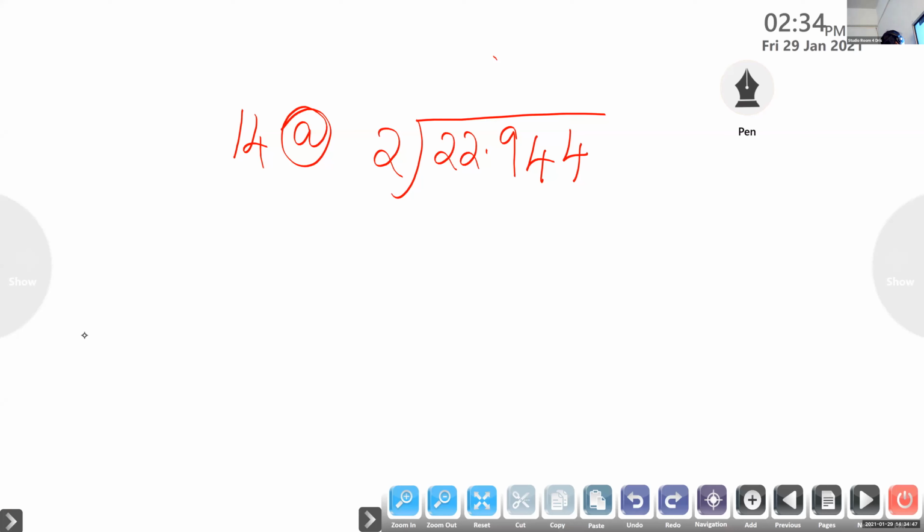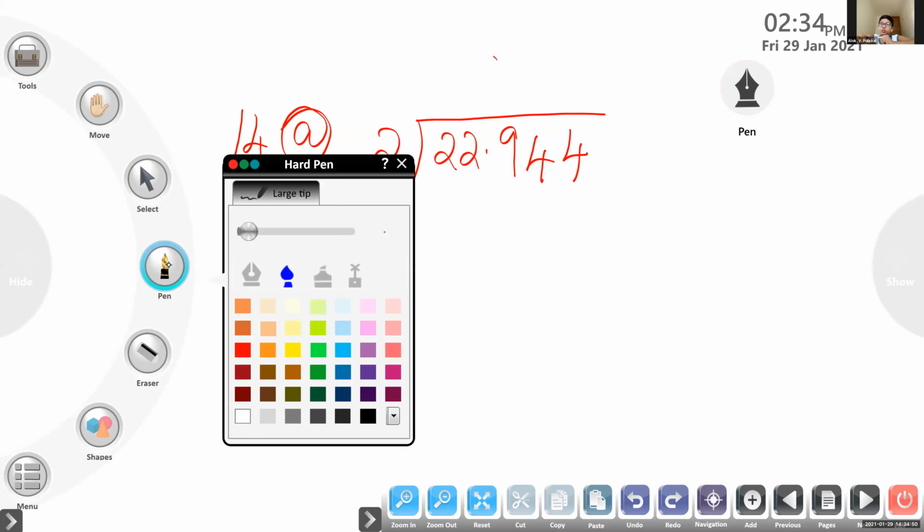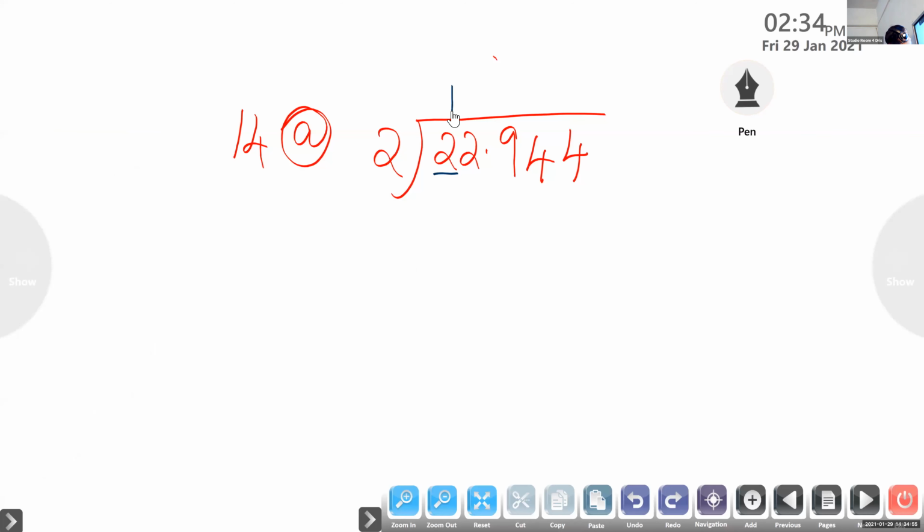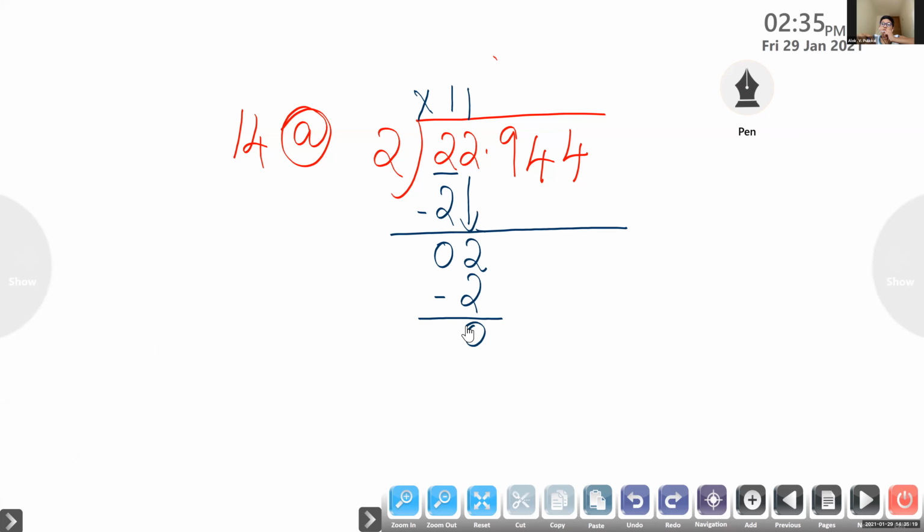First one is 1. 2 divided by 2 is 1. Very good. 1 2s are 2. Then 0. Then 2 divided by 2, 1. Then what do we have to do? Bring down. 1 into 2 is 2. Then we have to place the decimal point.